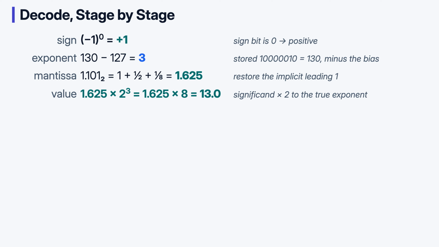Stage 4, combine. 1.625 times 2 to the third is 1.625 times 8, which is 13.0. That is how a floating point pattern becomes a number.